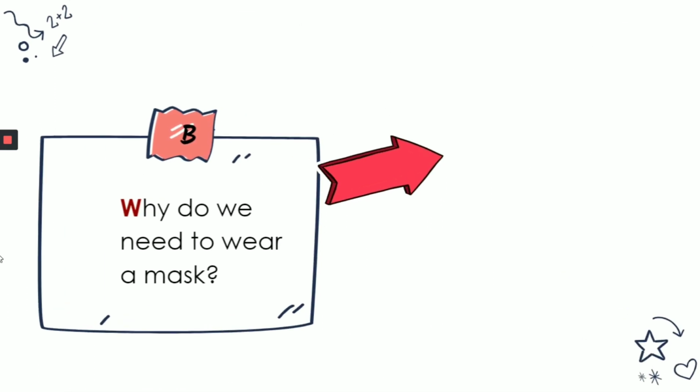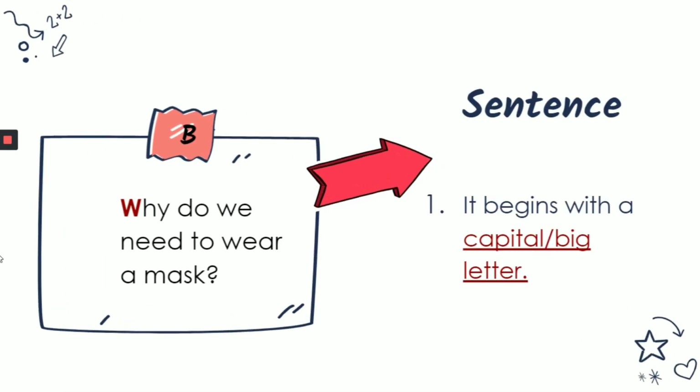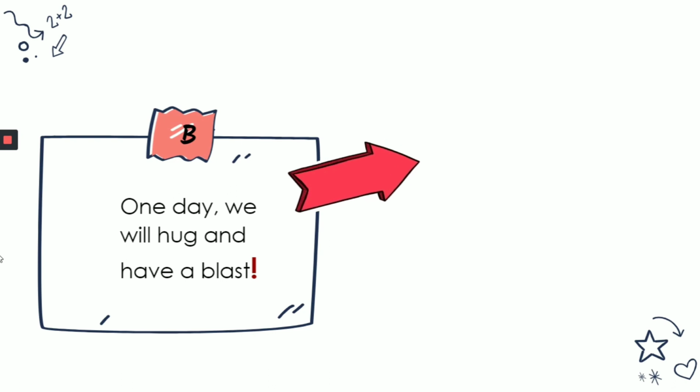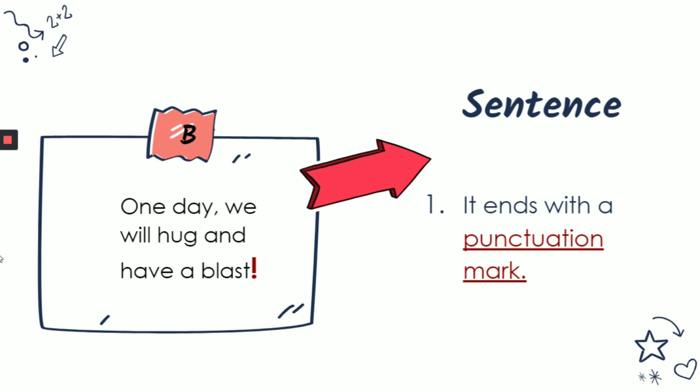Next, look at the second example. Why do we need to wear a mask? The sentence starts with a capital letter or big letter. In this case, it starts with a capital letter W. Next, one day we will hug and have a blast. A sentence ends with a punctuation mark. In this example, we use an exclamation point.